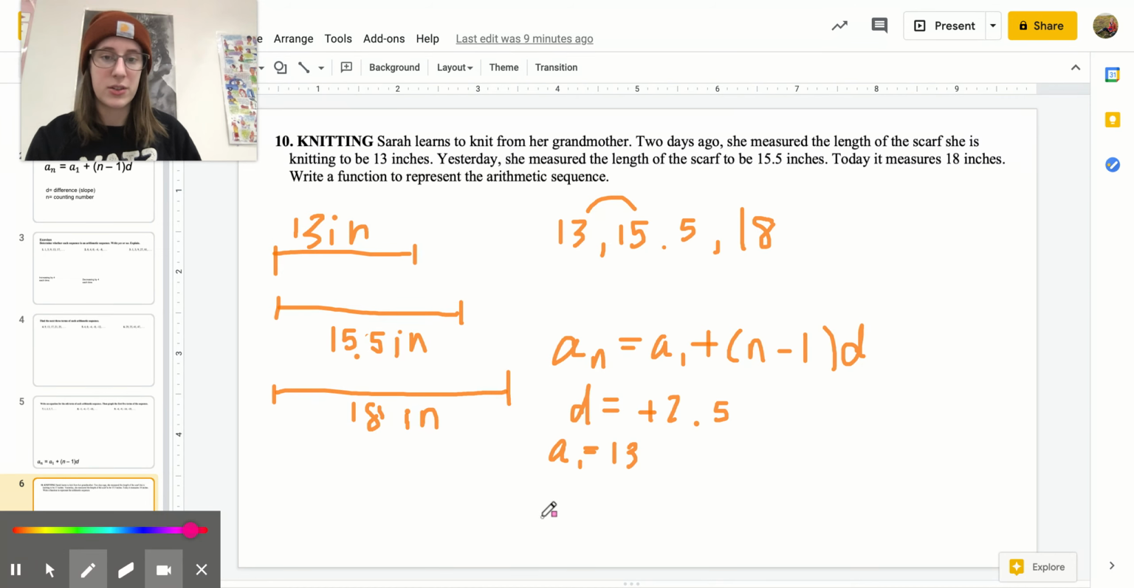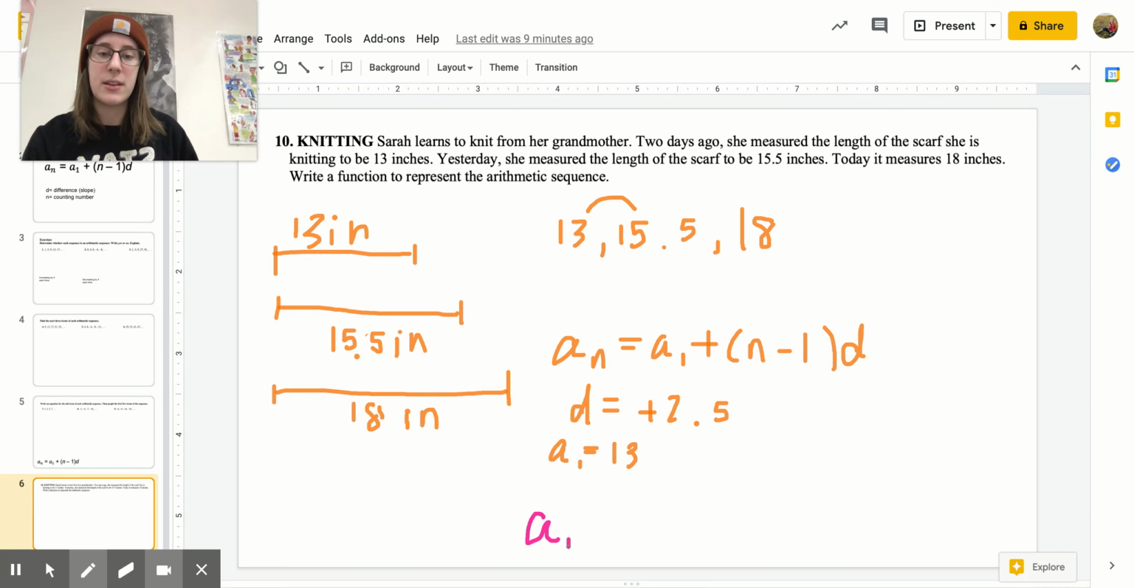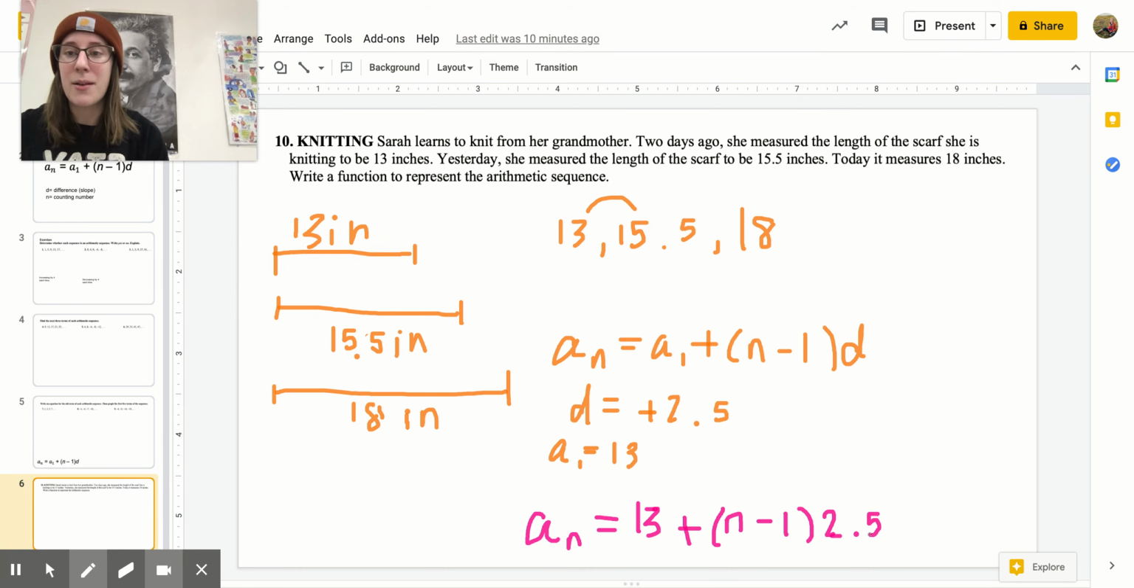Let me switch colors here just so you can see. So we're going to copy it just like we see it above. A sub n equals 13 plus, parentheses, n minus 1, times 2.5. Just making sure I do this right. Now, if you wanted to see how long her scarf would be after 10 days, you could plug in 10 for n. N is the number of whatever it may be. And so that's how you do those problems.